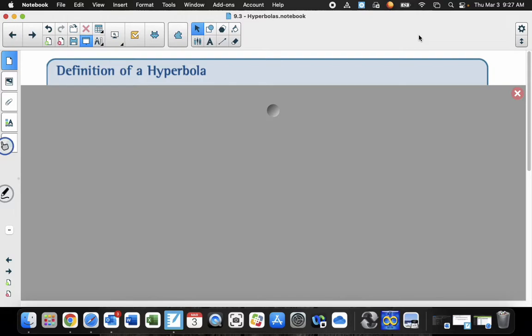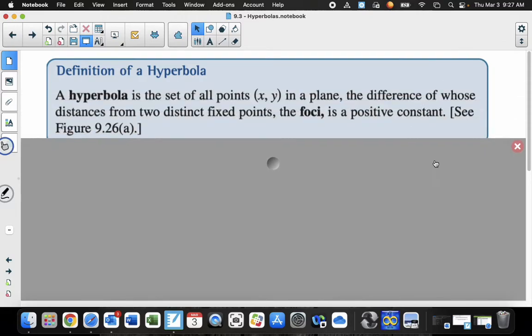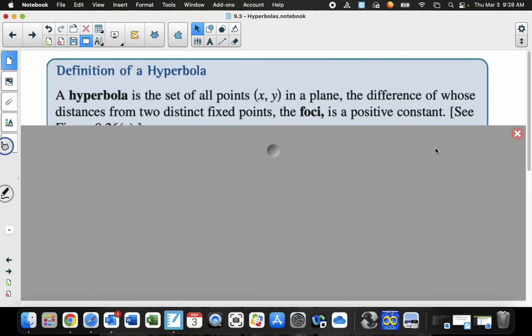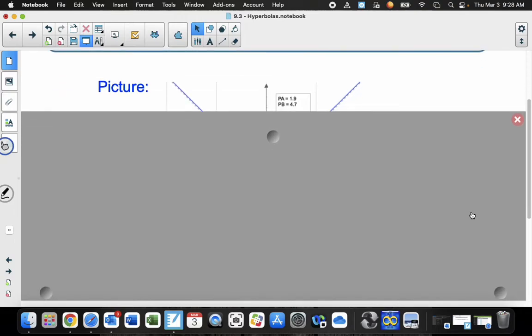Definition of a hyperbola. As we take a look, we said for a parabola, the number one thing, the definition, was that the distance to the focal point and the directrix were always the same, regardless of which point you chose on a parabola. Yesterday, we said on an ellipse, for every point, the distance from each focal point to any point on the ellipse, the sum of those two distances was always the same. The only difference today is it's the difference of those same exact two distances. It's now the difference that is always a constant.